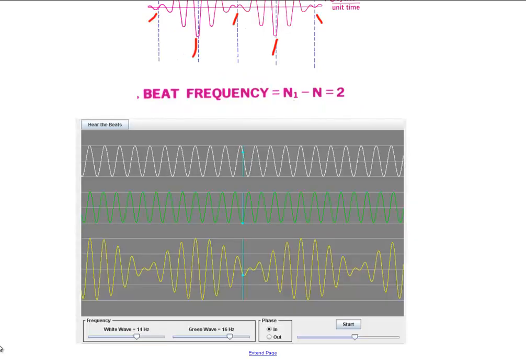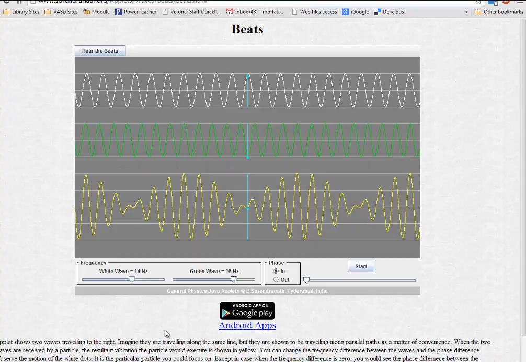Here's a similar diagram, but let's put it into action. So here we have the white wave on top, has a frequency of 14 hertz. The green wave in the middle has a frequency of 16 hertz. And it says that they're in phase. That means that they start and both of them are going towards the trough portion of the wave. So let's start and see what it looks like.